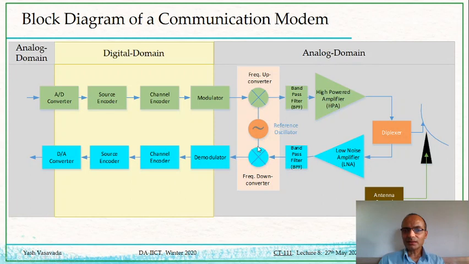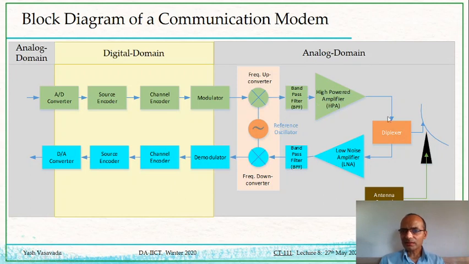But then at the receiver, the signal which is incoming is at that carrier frequency f of c, and that high frequency signal f of c has to be down converted to baseband. So the receiver has to do the inverse of this function. By the way, here I have shown a complete modem diagram, which has both the transmitter and the receiver.